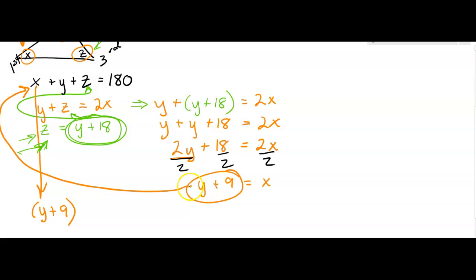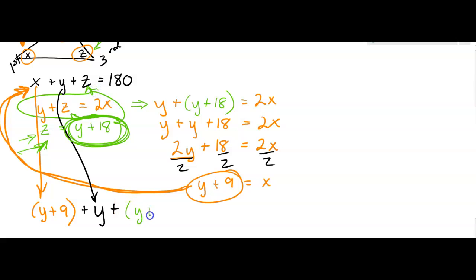So I'm taking that y plus 9, I'm plugging it in for the x into that very top equation, y plus 9, plus y. Now where does that y come from? It's that y right there. Plus, and now I'm not going to write z, I'm going to write what z equals. y plus 18. And then that equals 180.